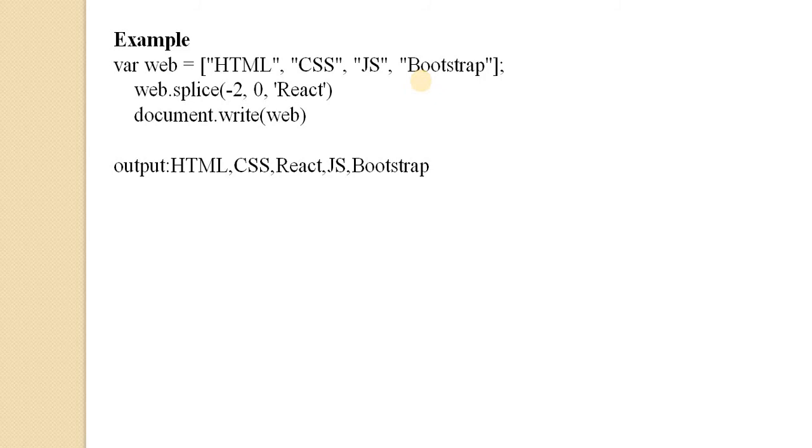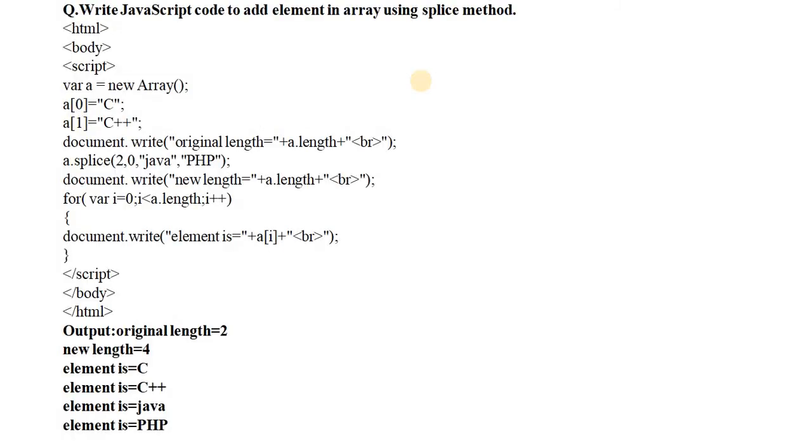Let us take one example of the splice method to add elements in an array. Here in this example, we create one array, that is var a = new Array, and assign values to that array. At the 0th index we assign the value C. After that at index 1 we assign the value C++. And here by using the write method we print the original length on a web page, that is a.length, by using the length property of the array.